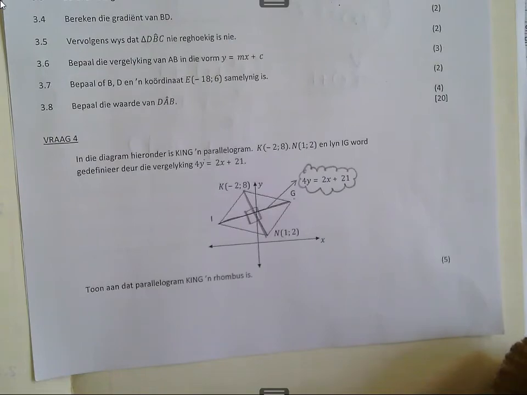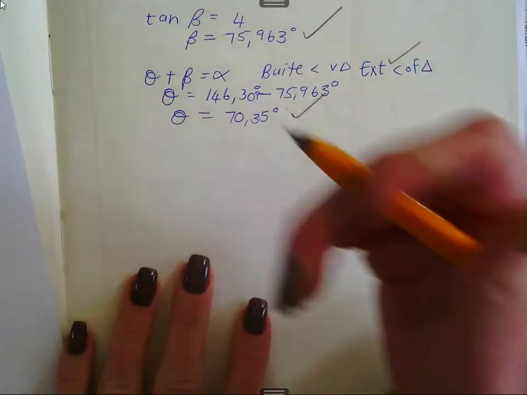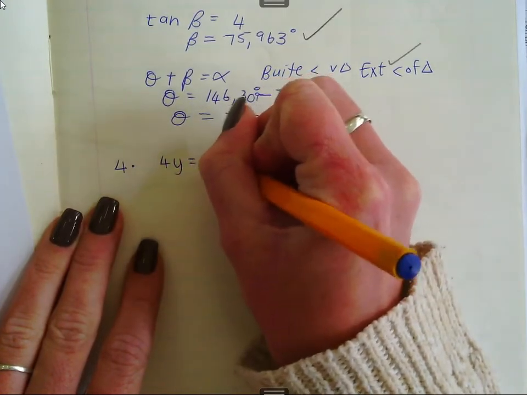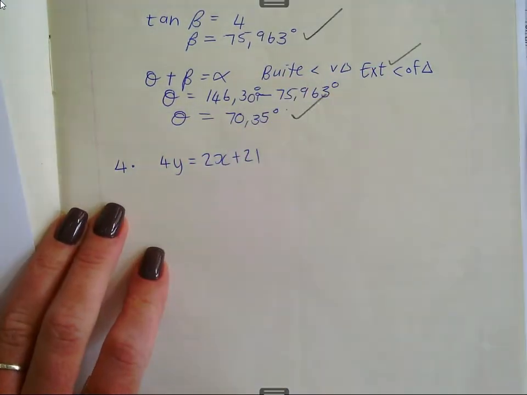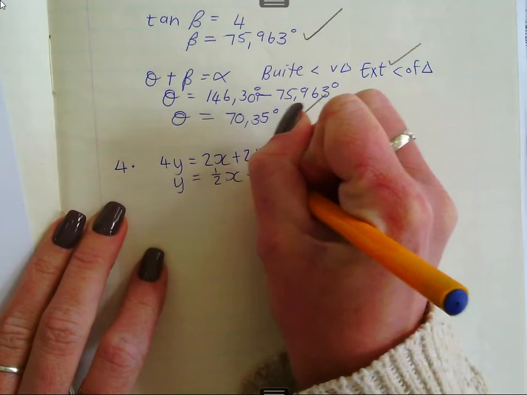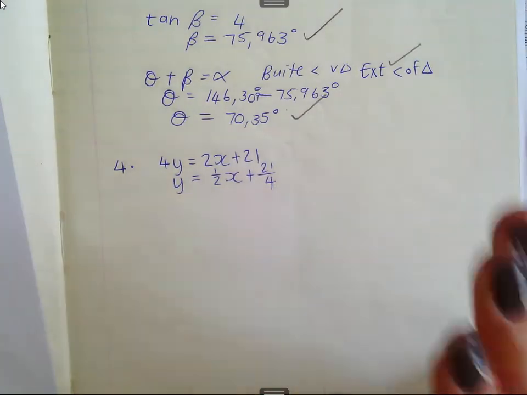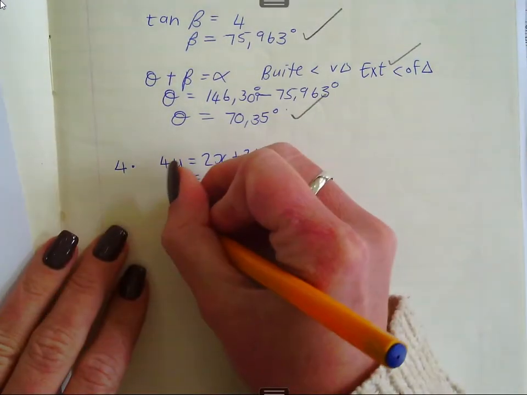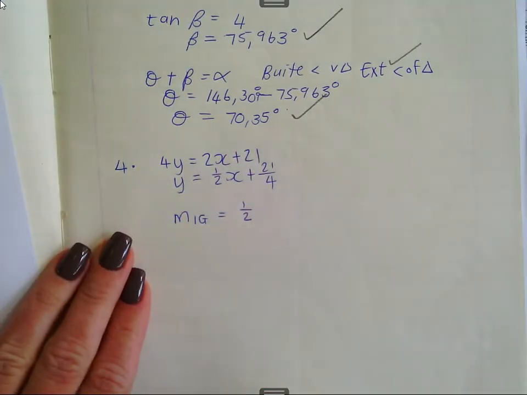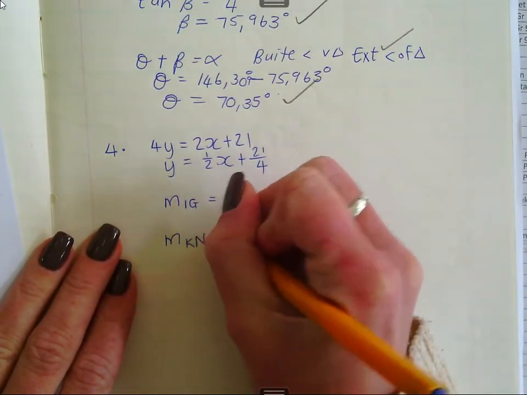There. Right, so Katlego, you said there's just something wrong with that equation. With the 4y equal to 2x plus 21, it's not in standard form. So we need to get it in standard form. It's y equal to a half x plus 21 over 4. So all I'm interested in is the gradient. So the gradient of IG is a half. Now I'm going to have to calculate the gradient of KN.